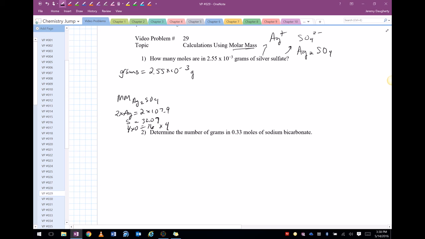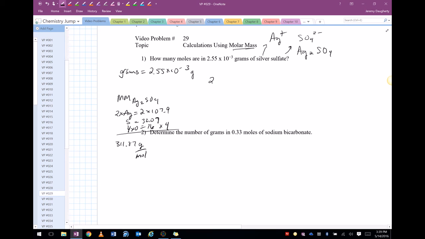Alright, so I got to add all that up. Let's see, I got 107.9 plus 32.07 plus 16 times 4. So you should get a molar mass of like 311.87. That's grams per mole. Okay. And try to label everything neatly. I know I didn't do a very good job. I'll do a better job in the next one.